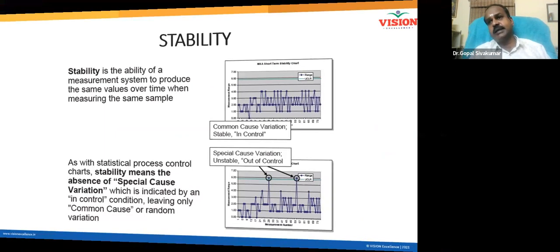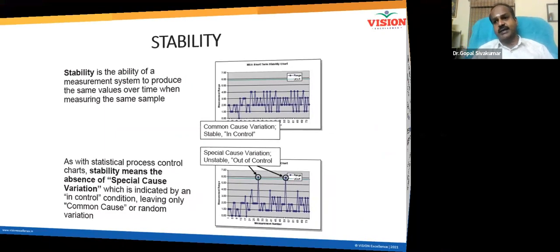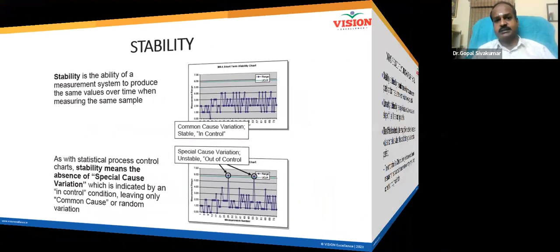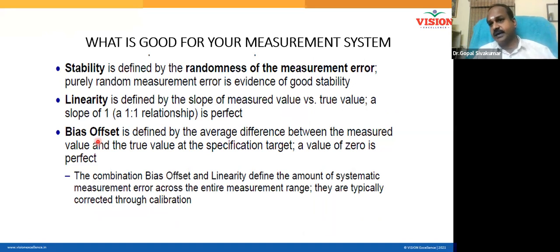So we understood stability, we understood linearity, we understood bias. The requirement is bias should be 0. Stability means your reading should be stable. That means bias is constant. And then linearity means it should be perfectly linear. If you plot the points and draw the graph, it should be a perfect straight line.